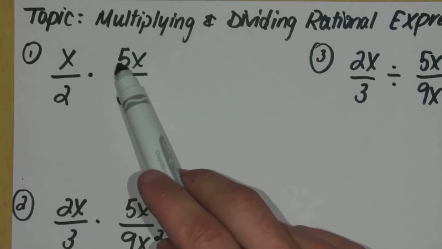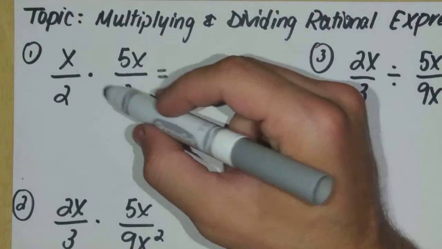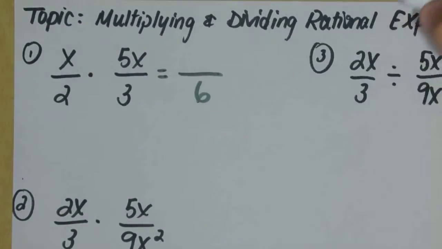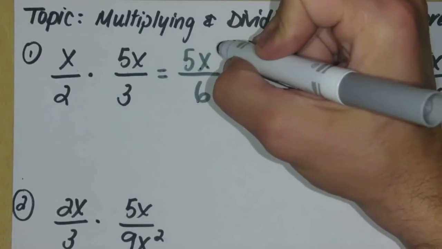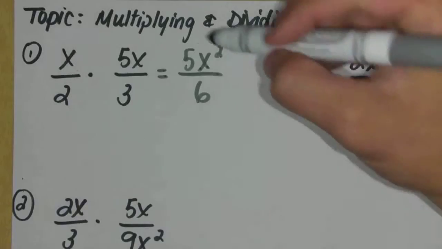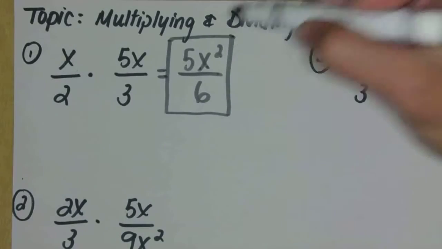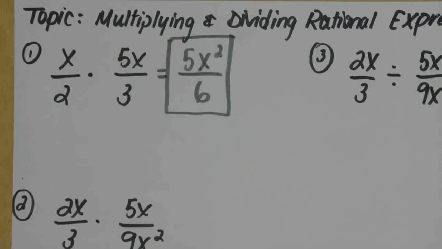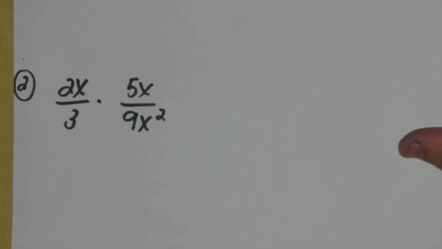The 2 doesn't evenly go into 5, neither does the 3. And so I can't cancel anything, and so you simply multiply across. 2 times 3 is 6, and x times 5x is 5x squared. Again, can't simplify anything, so that would be my final answer. So if you like multiplying, multiplying and dividing rational expressions might be your thing. Now let's look at number 2.